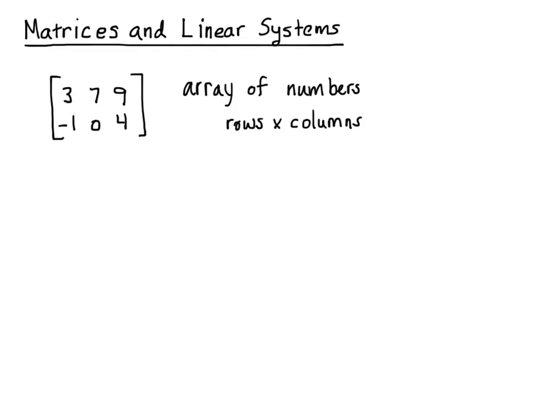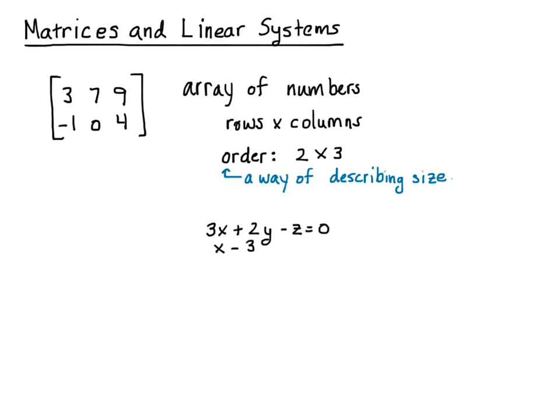So we call this a 2 by 3 matrix, and we refer to that as its order. So its order is just its physical size: 2 rows, 3 columns. So when you're talking about the order of a matrix, it's a 2 by 3 matrix.